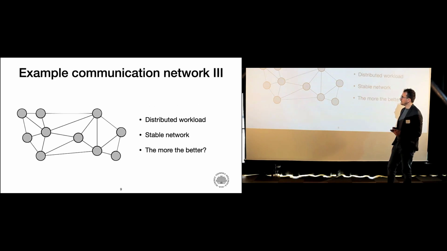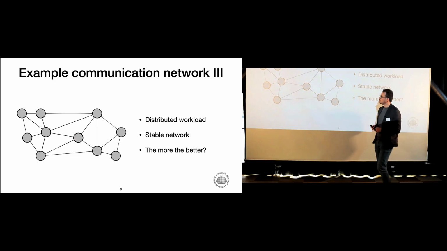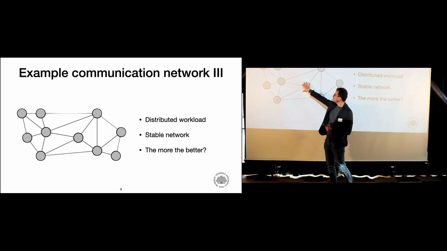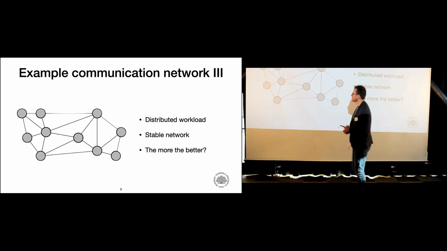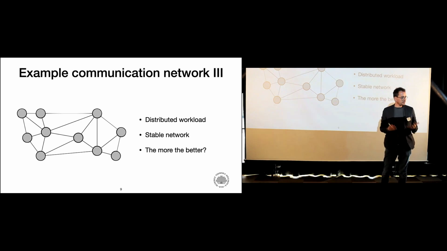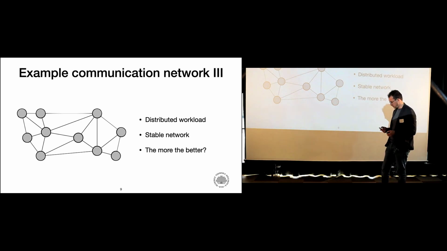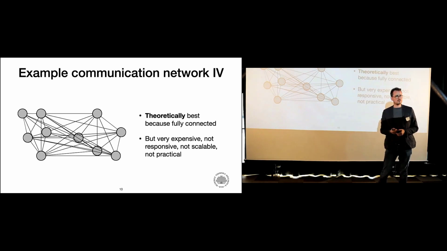So the question is then, can we improve this even more? Okay, in this network, we just have even more connections between those teams. So even if you remove the formerly red dot here in the middle, the network will be stable and the teams can communicate with each other. So the question is then, is the more the better?